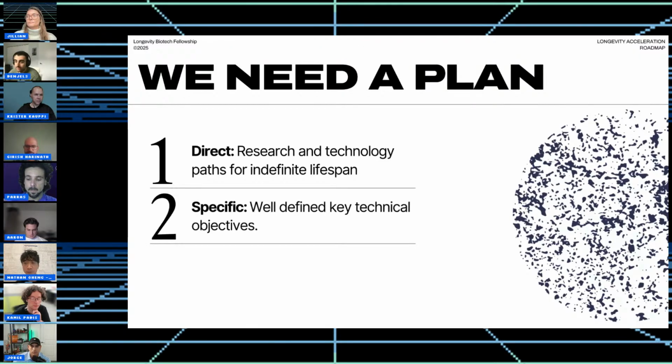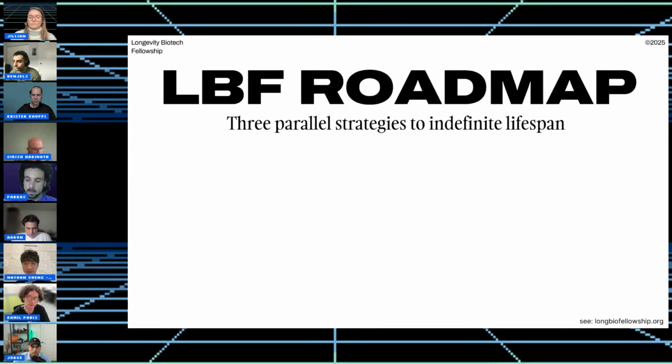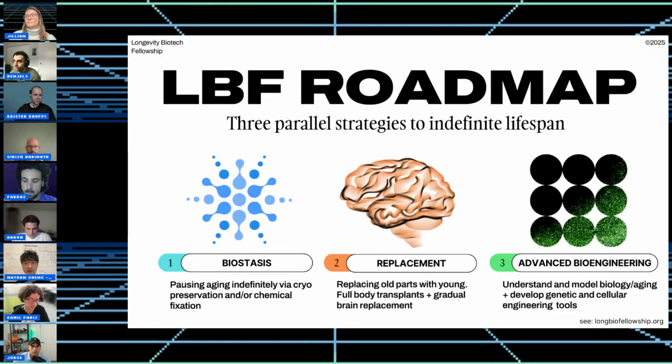Okay, and then it had to be very specific. So we wanted to know what were the key technical milestones that would enable indefinite lifespan. And then of these different pathways or different technologies, we wanted to elucidate and enumerate the different types of projects and highlight who's working on what, but also how you could potentially join or support those projects. So we asked a bunch of people in our network, in the community, and in the industry, what they thought were the ways to plausibly extend lifespan indefinitely. And basically, we came up with 3 pathways.